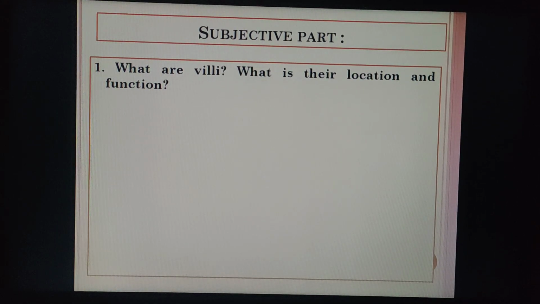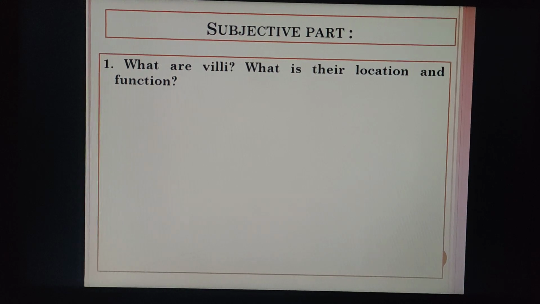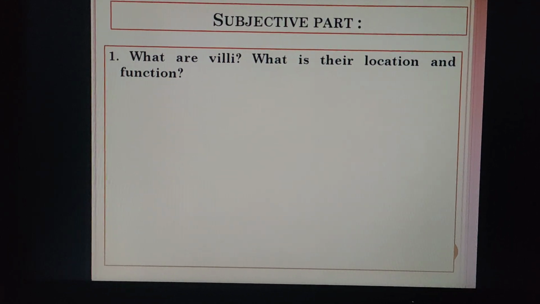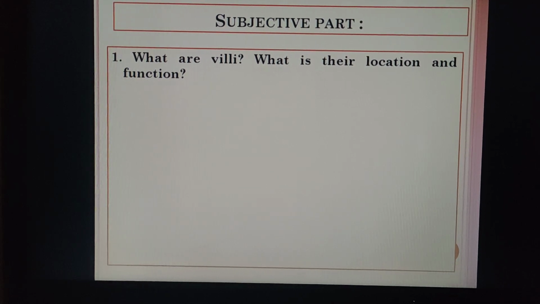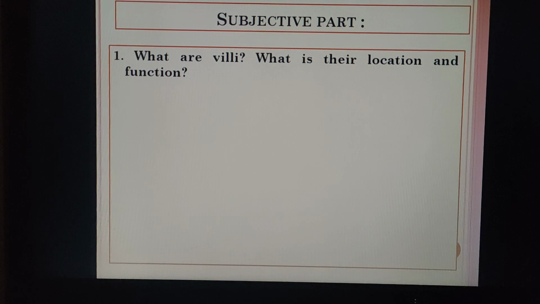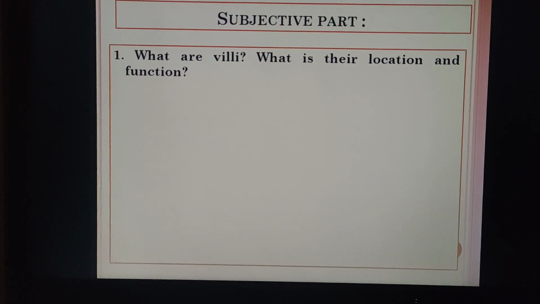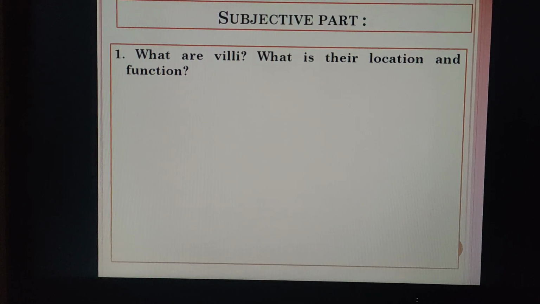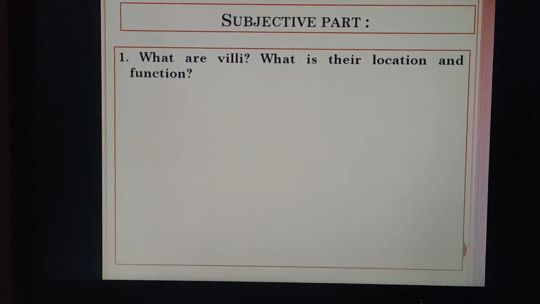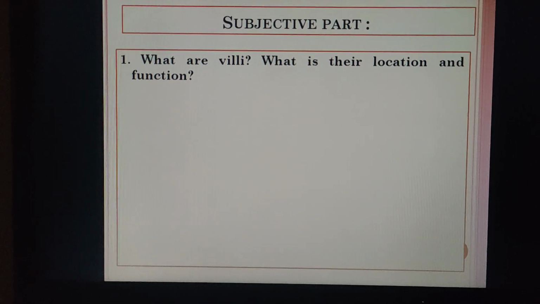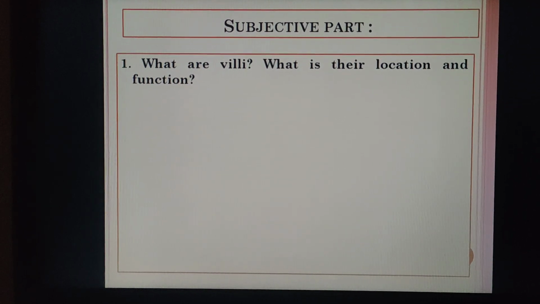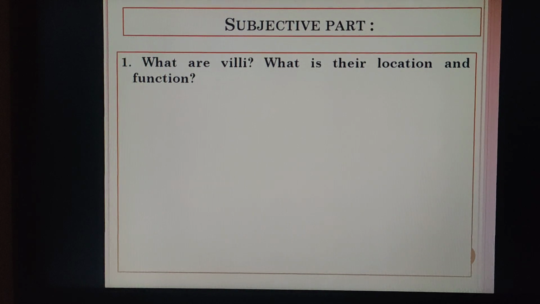It is written: what are villi, what is their location and function. As you can see, in this question a total of 3 short questions are there. The first one is what are villi, meaning 1 mark for the definition of villi. Then what is their location, again 1 mark, and its function third. So this question can be asked for 3 marks.